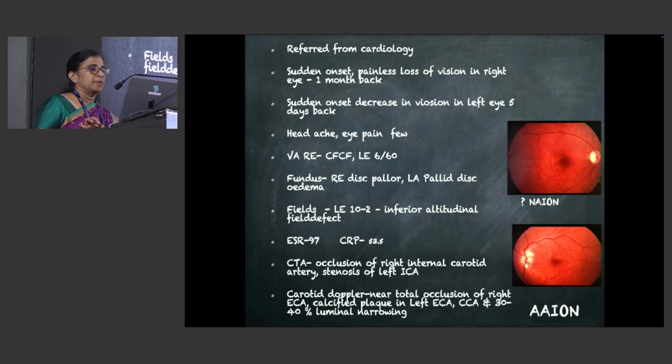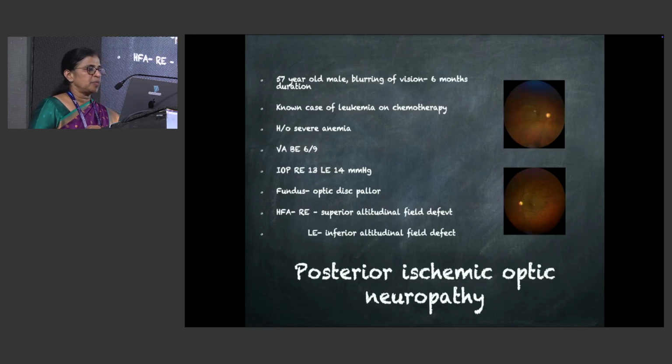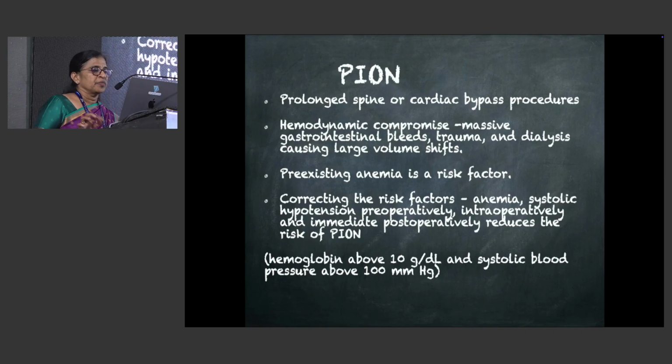So here this patient, he is a known case of leukemia on chemotherapy, and he had severe anemia. He presented with decrease in vision, and fundus examination showed optic disc pallor on both sides. Here, field defect also, superior altitudinal field defect in the right eye and inferior altitudinal field defect in the left eye. So it is a case of posterior ischemic optic neuropathy. Here the management is treating the risk factors.